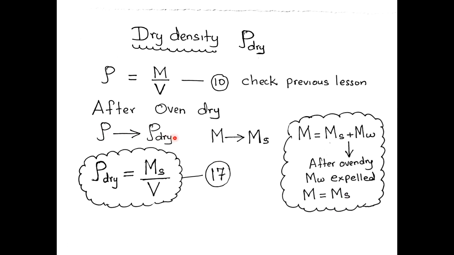After oven drying, rho becomes rho dry. Therefore, in this equation, rho dry is equal to MS over V, instead of M. Rho dry is equal to MS over V. We can consider this one also a definition. Equation number 17: dry density is equal to mass of solid, or oven dry mass, over total volume.